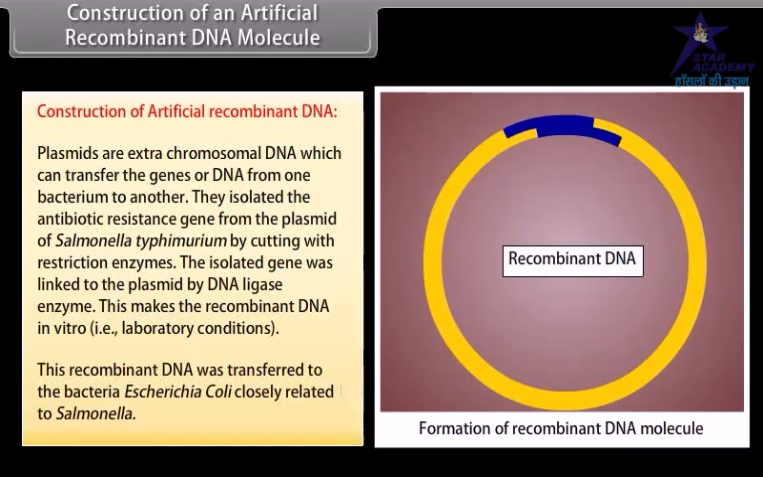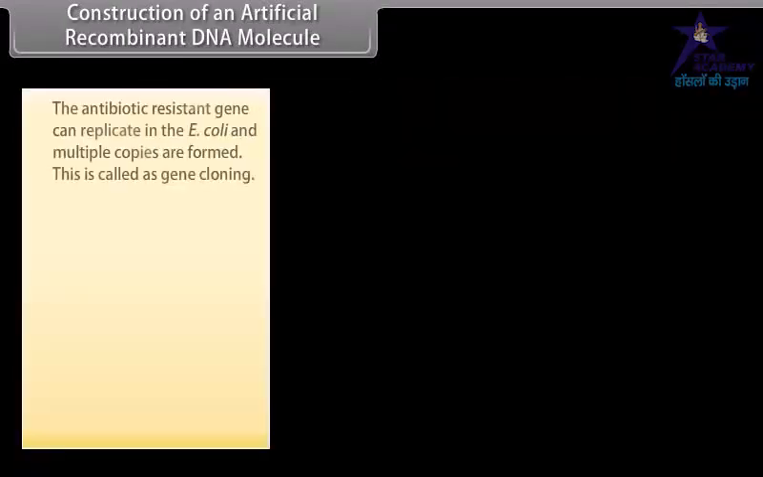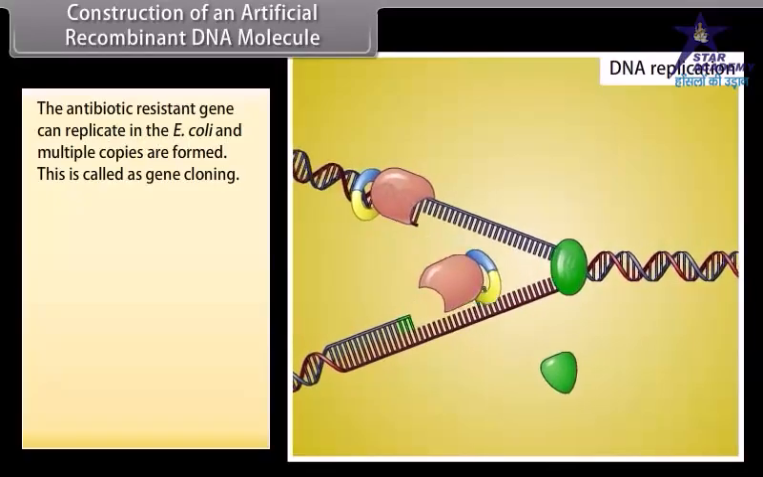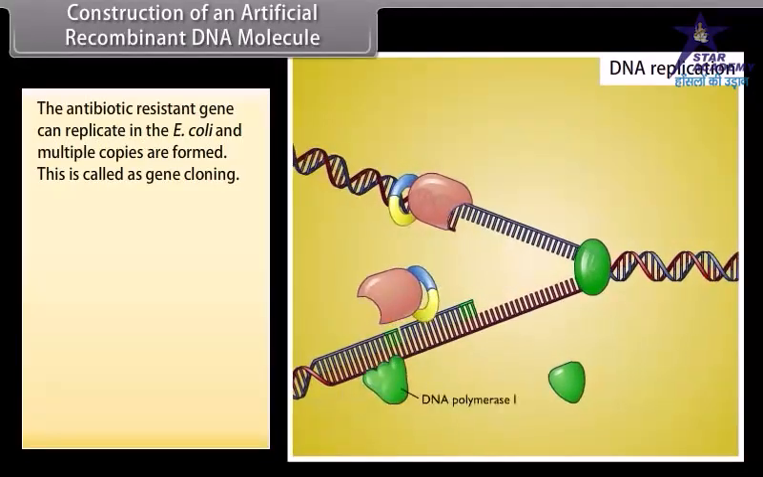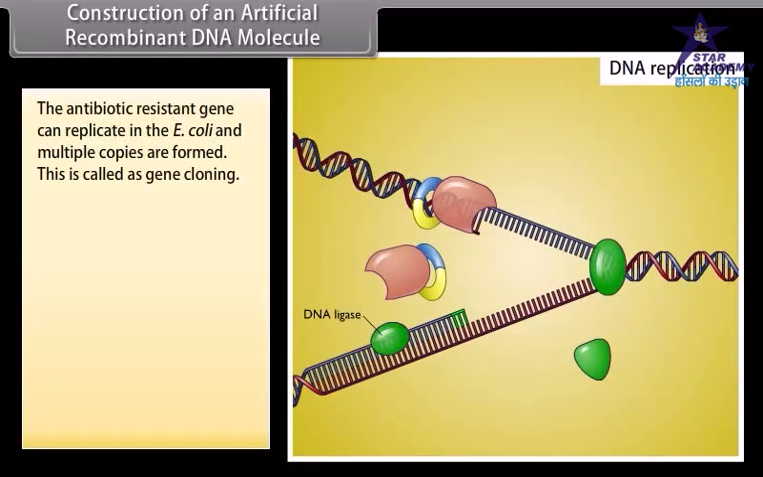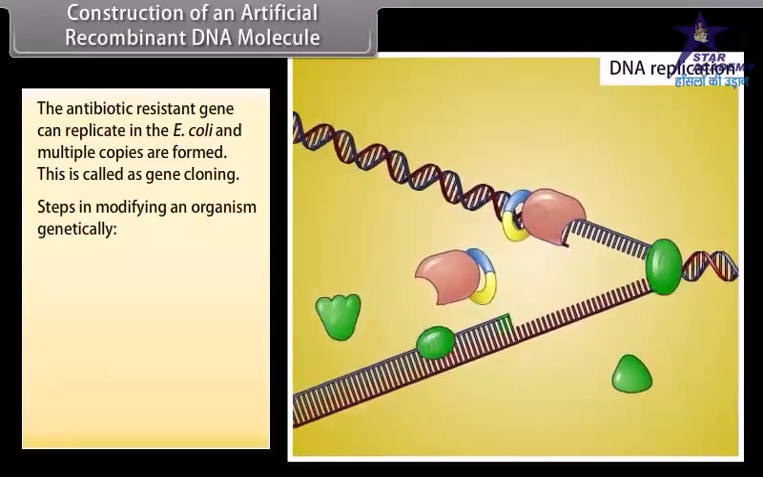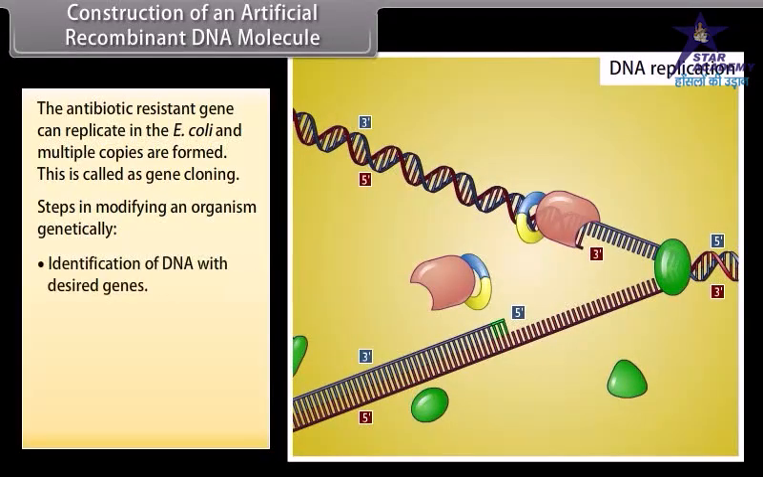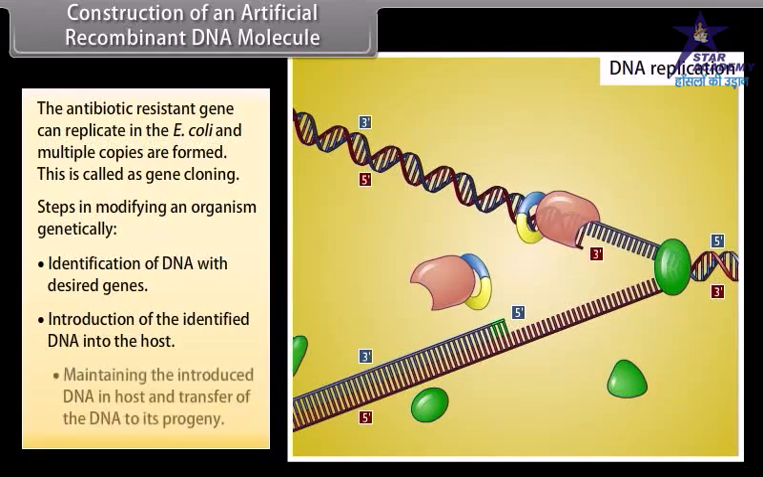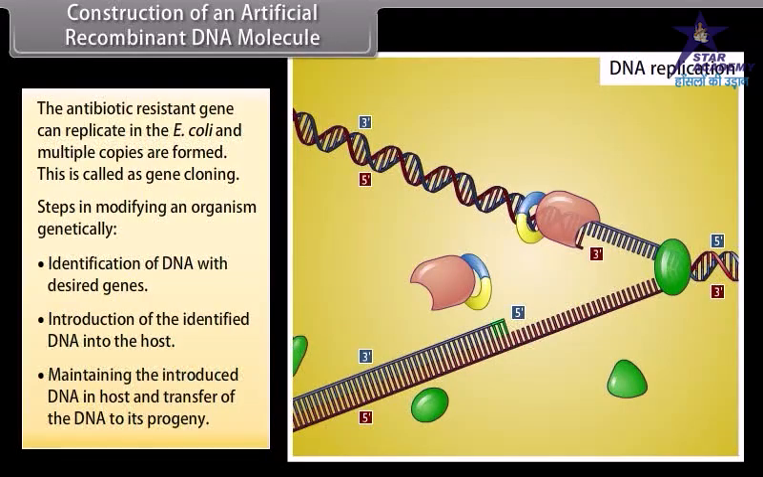This recombinant DNA was transferred to the bacteria Escherichia coli, closely related to Salmonella. The antibiotic resistance gene can replicate in the E. coli and multiple copies are formed. This is called as gene cloning. Steps in modifying an organism genetically: identification of DNA with desired genes, introduction of the identified DNA into the host, maintaining the introduced DNA in host and transferring the DNA to its progeny.